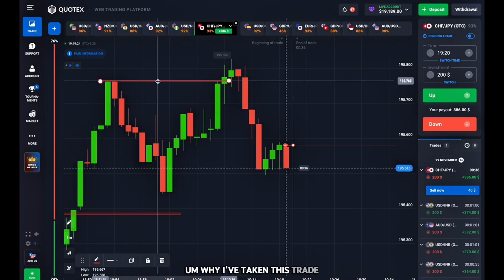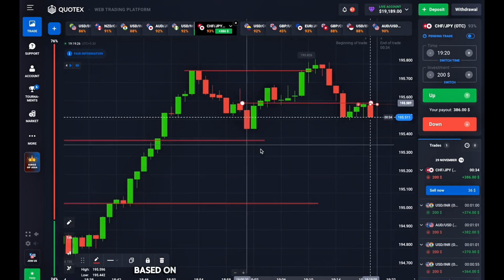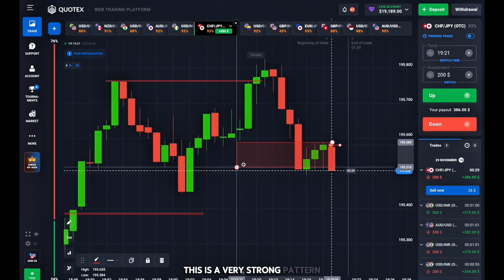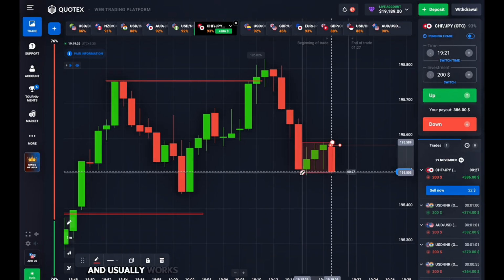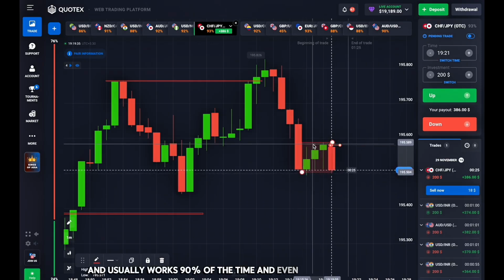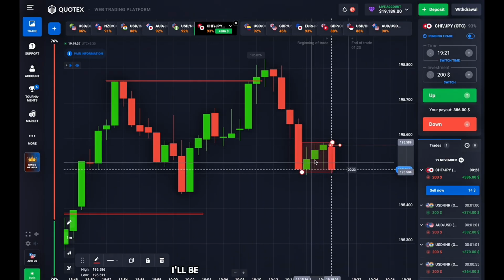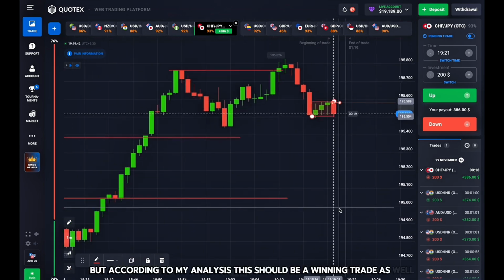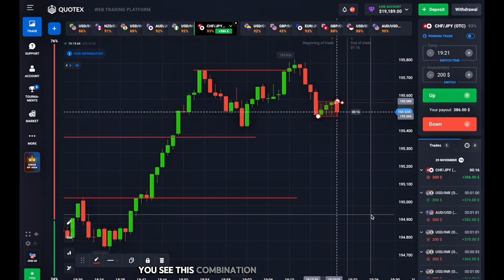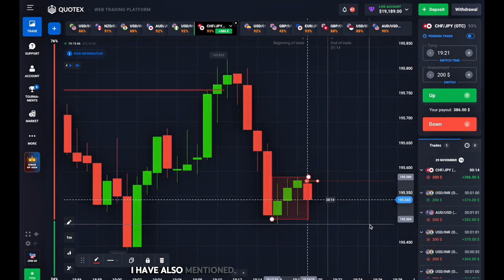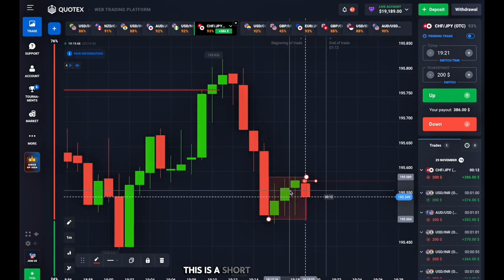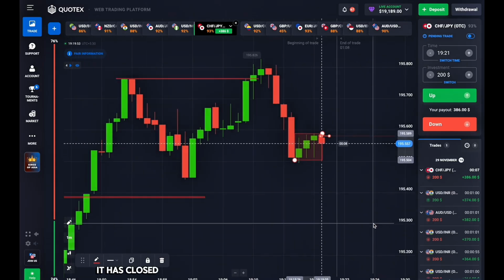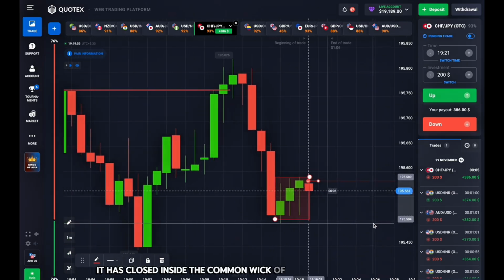Why have I taken this trade? I have taken this trade based on these three patterns of the green candle. This is a very strong pattern and usually works 90% of the time, and even if this trade goes in loss I'll be taking my martingale trade, but according to my analysis this should be a winning trade as well. You see this combination of three candles, I have also mentioned in my previous videos. This is a Sureshot pattern. If you see the last green candle, it has closed inside the common wick of these three candles.